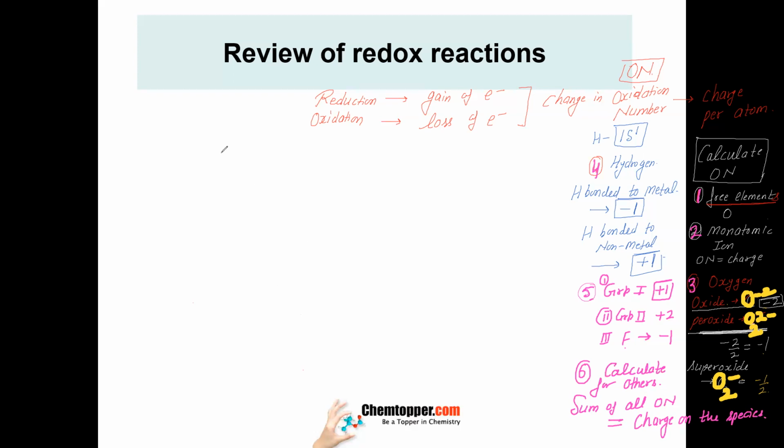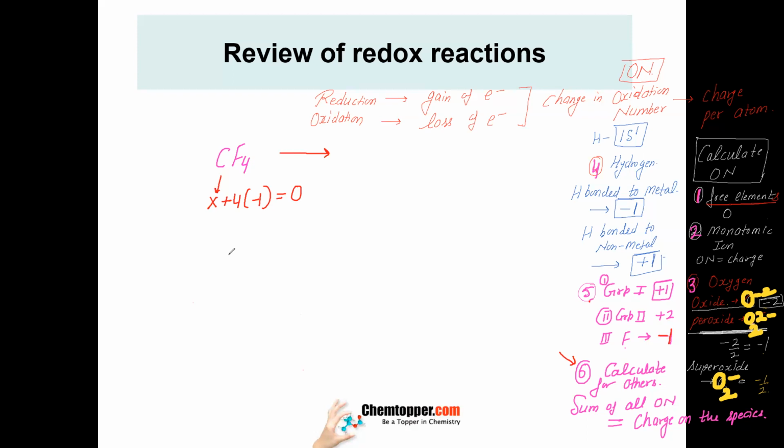I'm giving you one example. CF4. Can you work out the oxidation number of carbon here? I didn't give you carbon in the rules, so let's say carbon is X. How many fluorines are there? 4. I'm using rule number 6, children: sum of all oxidation numbers. And what's the oxidation number of fluorine? Check rule number 5, -1. What is the charge on CF4? 0. So what is X, children?